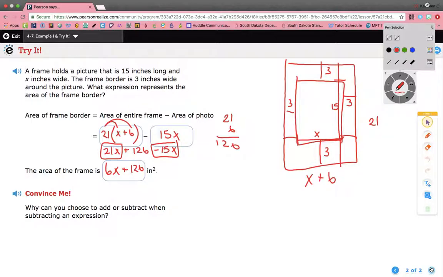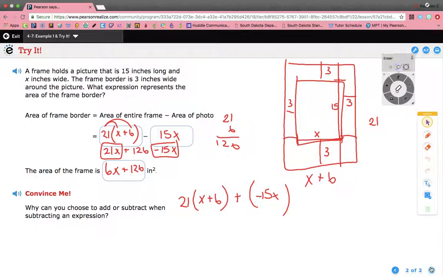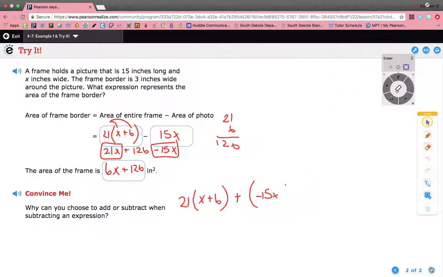So why can you choose to add or subtract when subtracting an expression? If we were to do 21x plus 6 plus negative 15x, why can we do that? Well, because subtracting is the same as adding the opposite. That's why we can choose, as long as the terms still have the same value that they did before. As long as they're negative before, they're negative after, and so on. So that's how we would find the area of the picture frame, just like the pool.